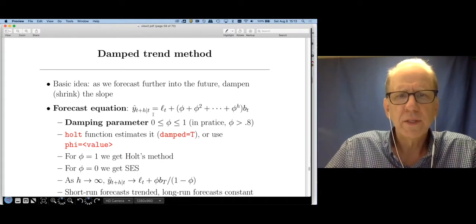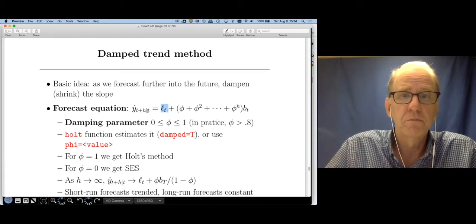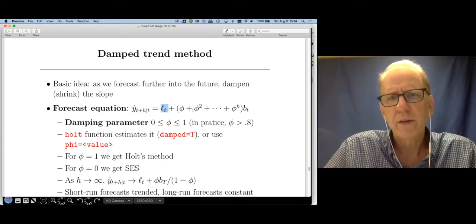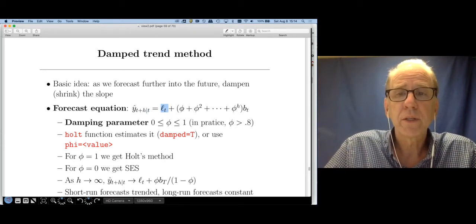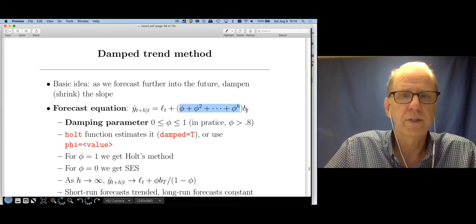So this is the forecast equation we're going to use. Take the level at our last value in time. Wherever we're at right now is time period t. Take our level, and then if you want to go h periods in the future, we're going to add a geometric series of phis times the current slope. And that's going to give us our forecast.